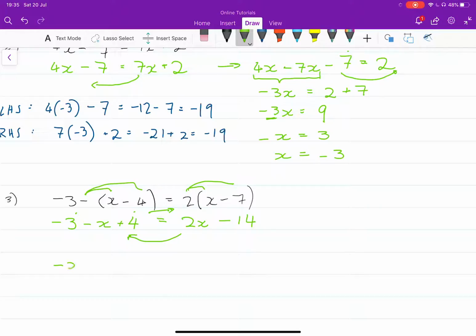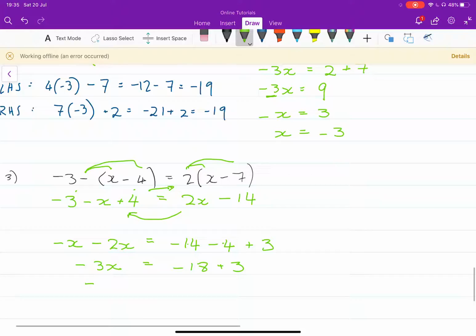So we have minus x. This is a plus 2x, so on this side it becomes minus 2x. On the other side we have minus 14. I want to move this plus 4 to that side, so that becomes minus 4. I want to move this minus 3 to the other side, so that becomes plus 3. So let's simplify this. This becomes minus 3x is equal to minus 14 minus 4, which is minus 18, plus 3. So we have minus 3x is equal to minus 15.